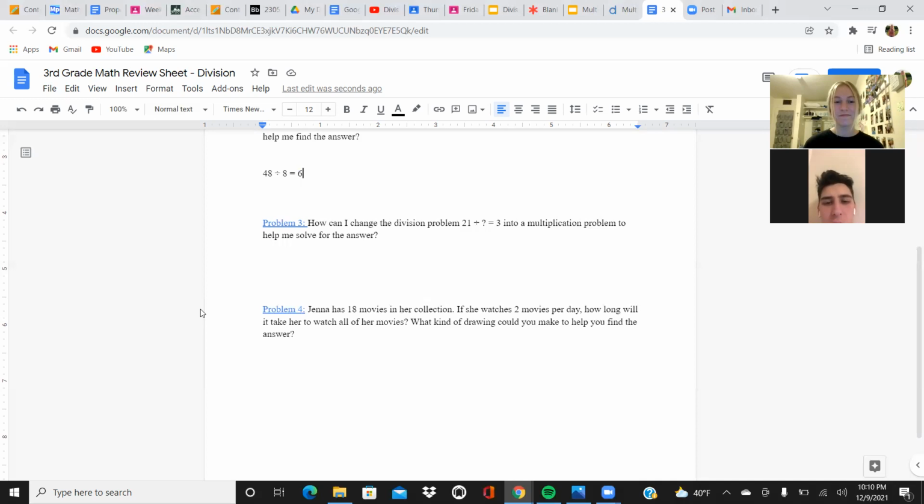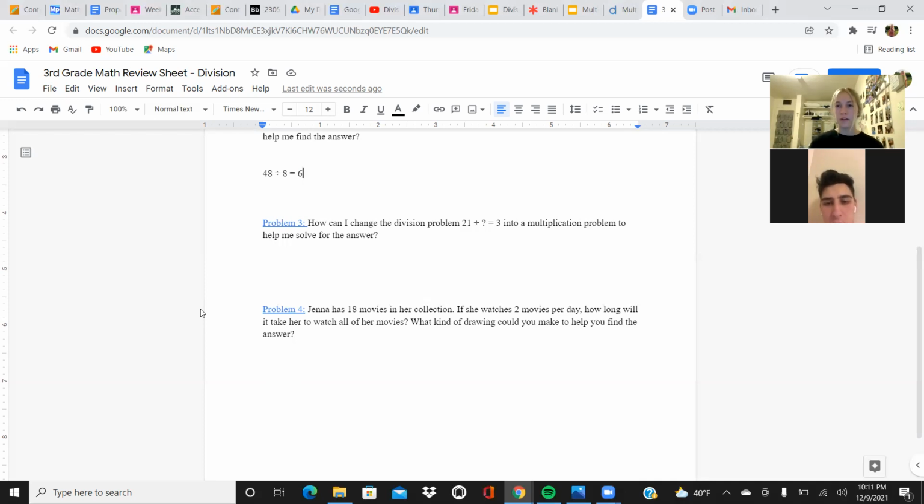Problem 3. How can I change the division problem 21 divided by blank equals 3 into a multiplication problem to help me solve for the answer? Okay, so problem 3 is pretty similar to problem 2, except this time we're starting with division and we want to go to multiplication to help me find the answer.